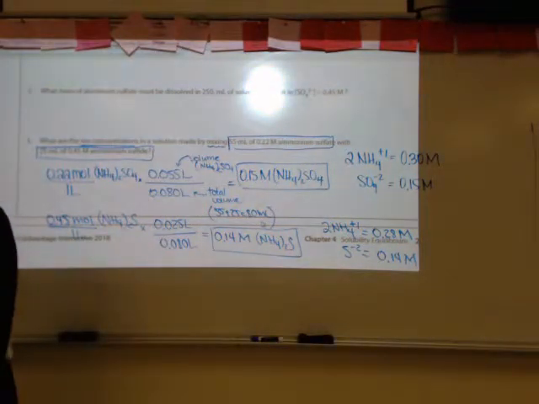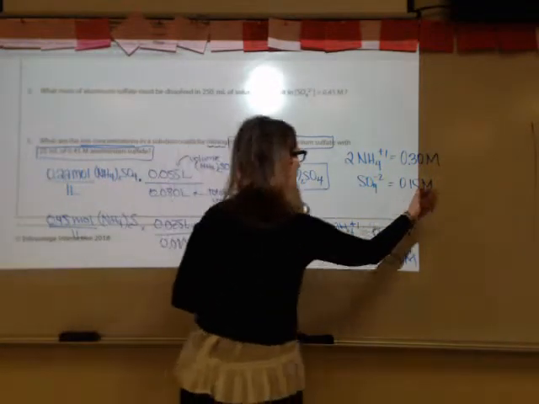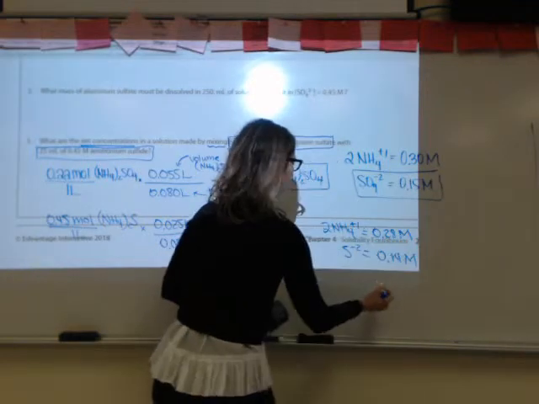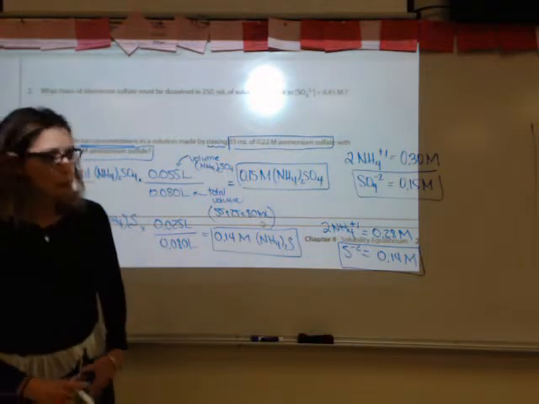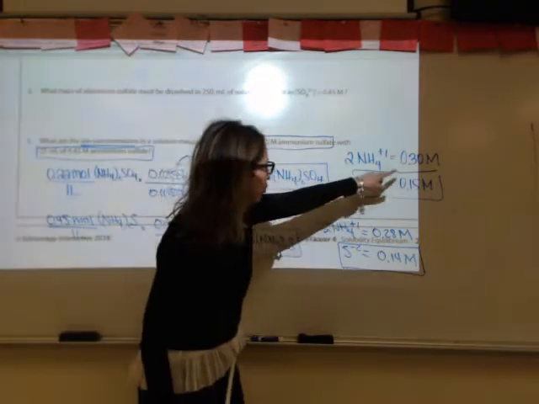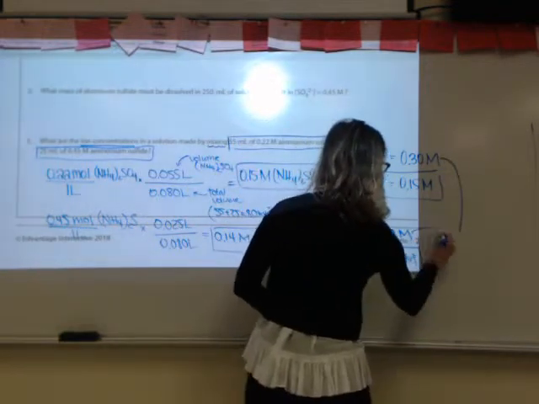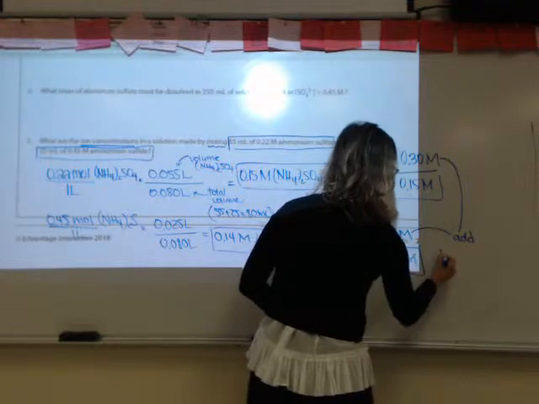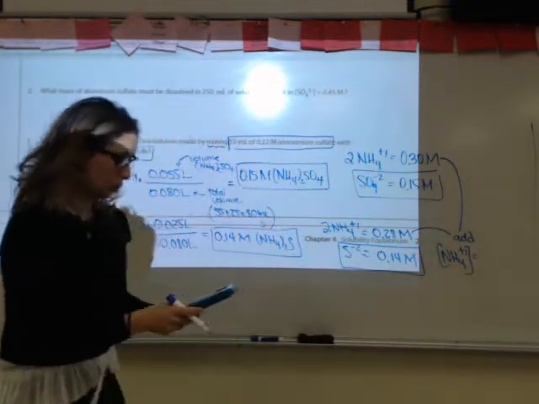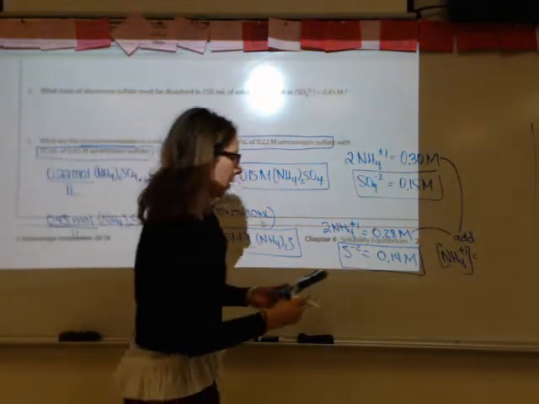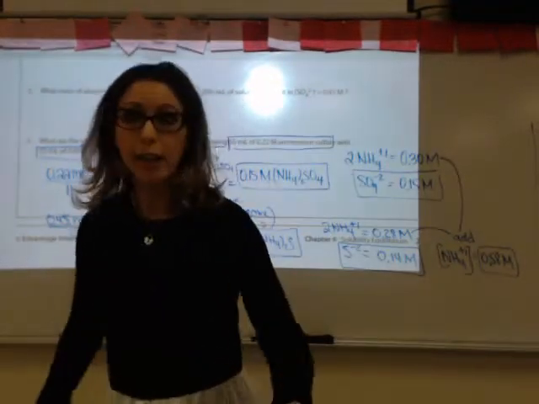Okay? So if I asked you what the individual ion concentrations were in the solution, this is your sulfate ion concentration. This is your sulfide ion concentration. But then if you want the ammonium concentration, don't you have to add these two together? So you have to take this number and this number and add them so you can get the total ammonium concentration. So this would be 0.3 plus 0.28, 0.58. Okay, that's as long as it's going to get.